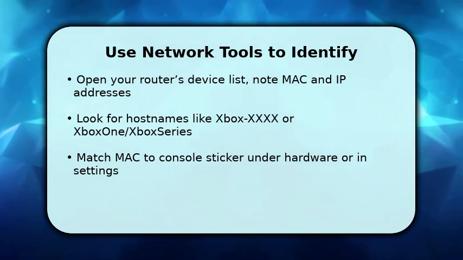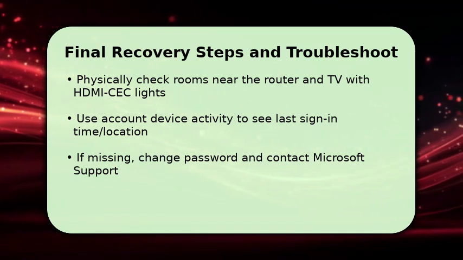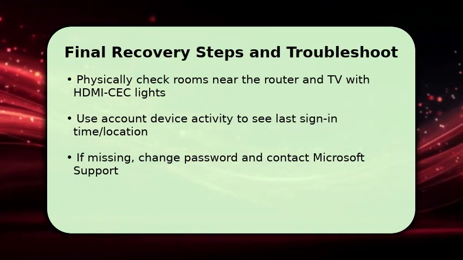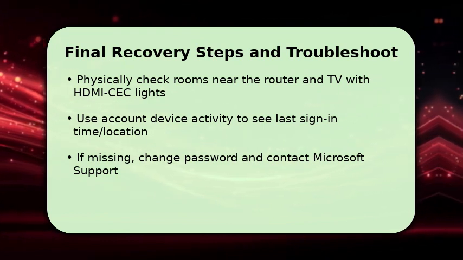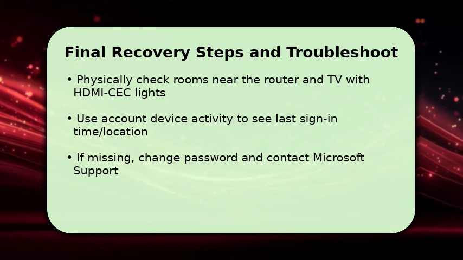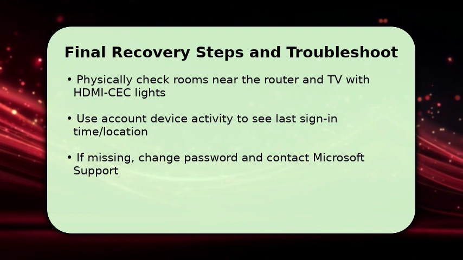You finish by triangulating network info with physical checks. Follow the identified IP to the room where that router port or Wi-Fi coverage is strongest, then look for the console near TVs, surge protectors, or stacked electronics. HDMI CEC sometimes powers the TV briefly when the Xbox wakes.